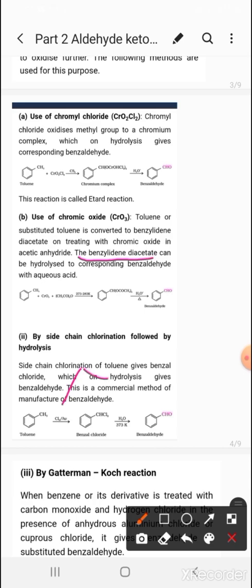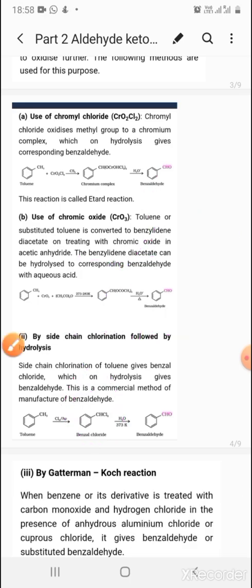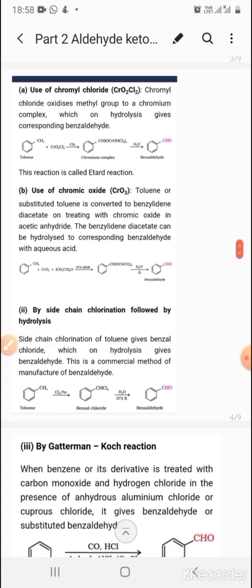Fine, its structure is formed in this way: CH(OCOCH3) and this is OCOCH3. This is benzylidene diacetate and it can be hydrolyzed to the corresponding benzaldehyde with aqueous acid.